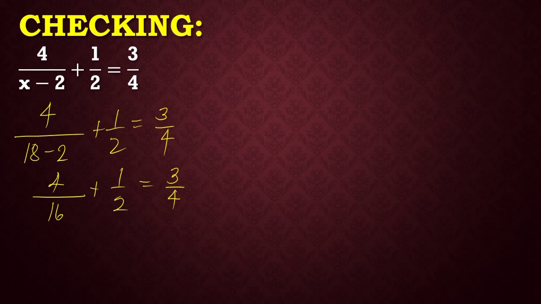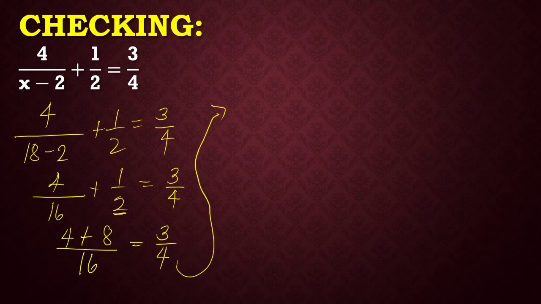And then, kukunin natin ang LCD ng 16 and 2, which is 16. And then, 16 divided by 16 sa denominator, that is 1, times sa numerator na 4, that is 4. Plus, 16 divided by 2, that is 8 times 1, 8 is equal to 3/4. Next, 4 plus 8, that is 12 over 16 is equal to 3 over 4. So, hindi po sila equal.